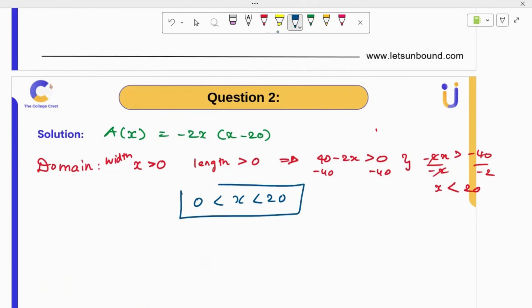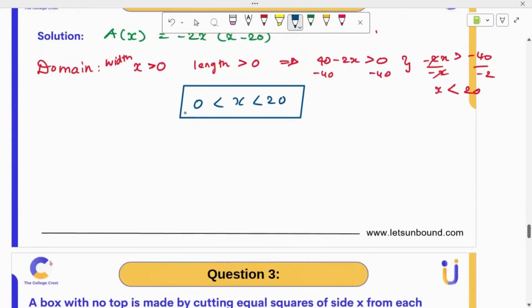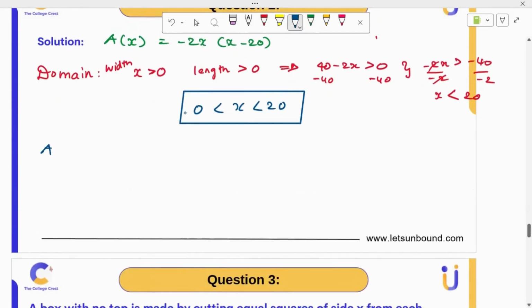Okay, this is the domain. The width will lie between, so this is the restriction. Now, that's a domain. Now, assumption. How did you get this domain? That will be by assuming something, right? Those assumptions you need to list in your own words.